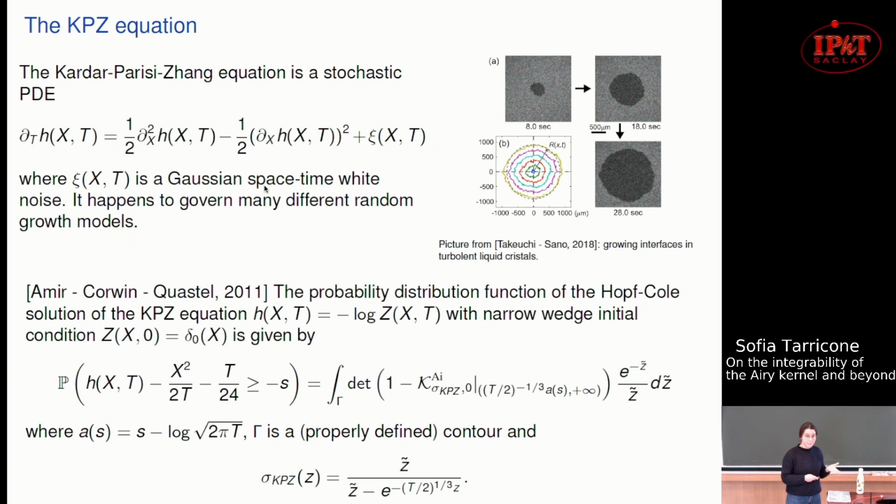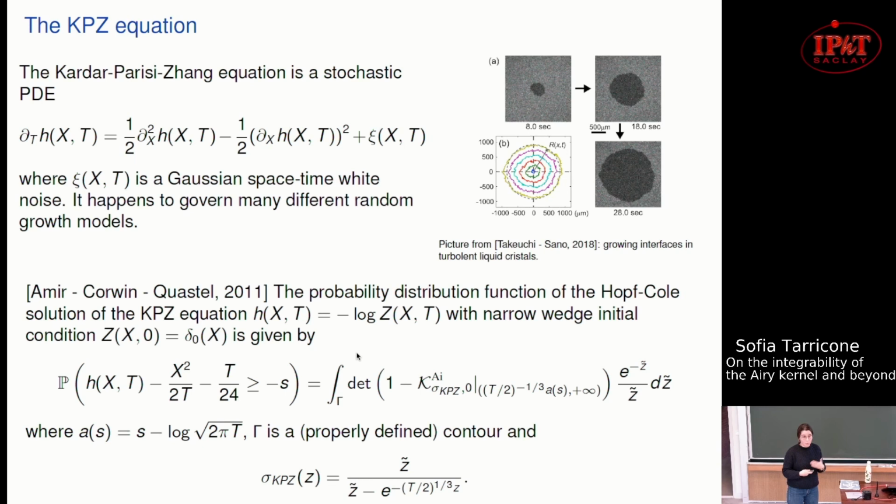And this was proved by Amir, Corwin and Quastel in 2011, where they proved that, okay, you have to do a bit of work in order to define properly what is a solution of this PDE. But what they do is take the logarithm of Z(x,t) as your function h. In this way, Z(x,t) is a solution of the stochastic heat equation, an object that for people in stochastic PDE is better known and easier to treat.